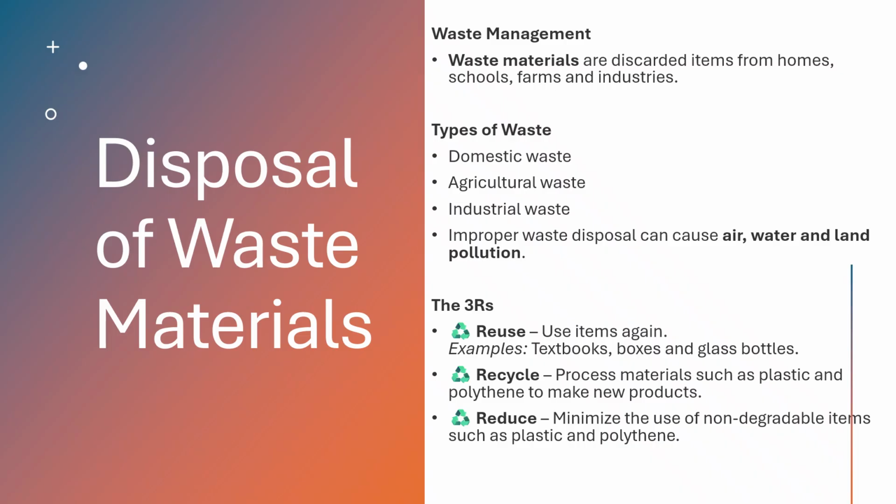The 3 R's. The first one is reuse. Use items again. Examples: textbooks, boxes, and glass bottles. Recycle. Process materials such as plastic and polythene to make new products. Reduce. Minimize the use of non-degradable items such as plastic and polythene.